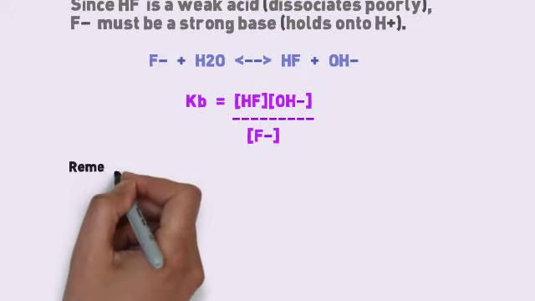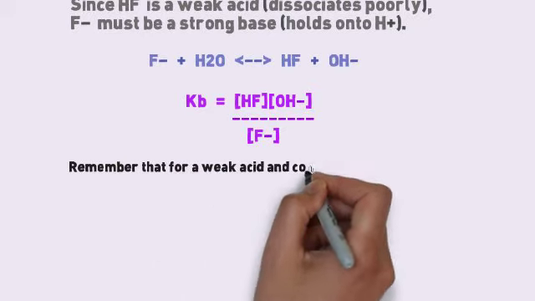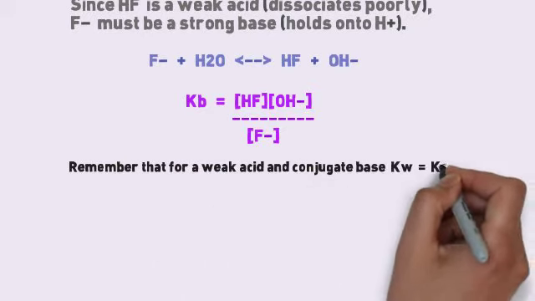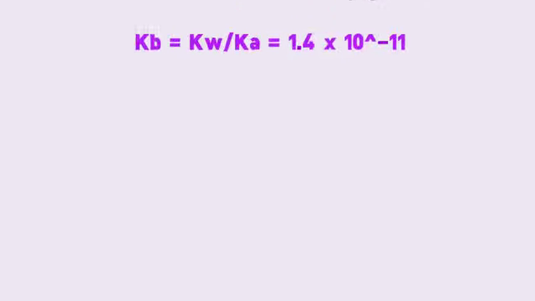Now, if you recall, remember that for a weak acid and conjugate base, Kw equals Ka times Kb. That's handy to know, because you should be able to figure out Kb. I gave you Ka, you know Kw, and here is Kb. There it is, 1.4 times 10 to the negative 11th. So now you have Kb for this expression, you have that number.